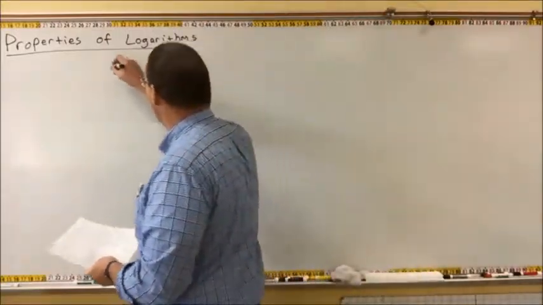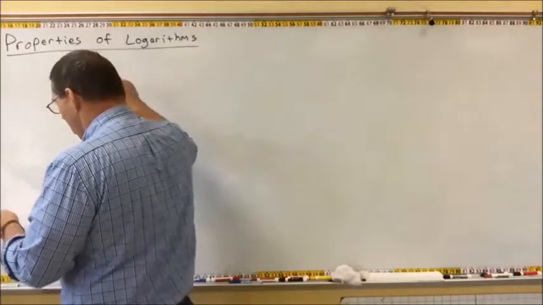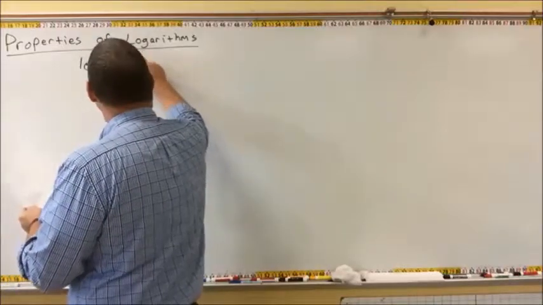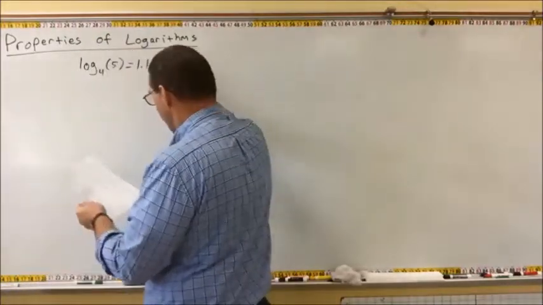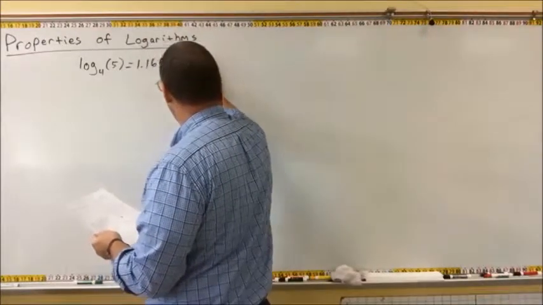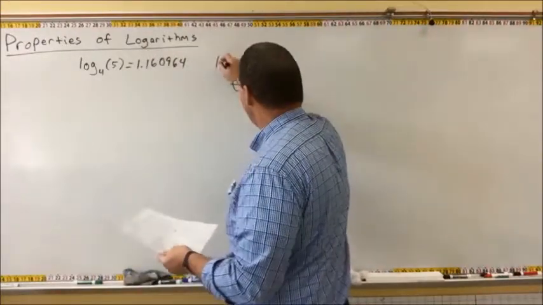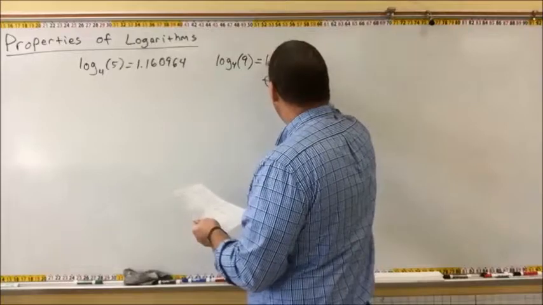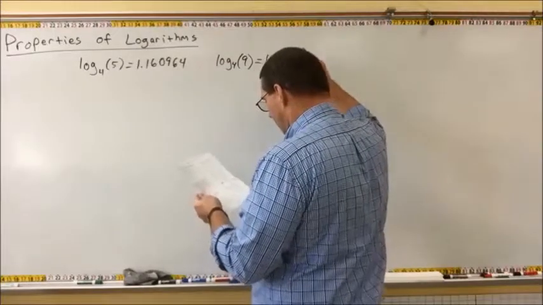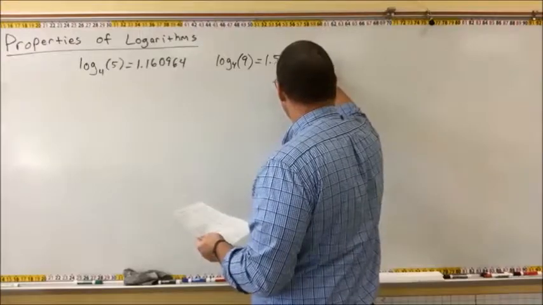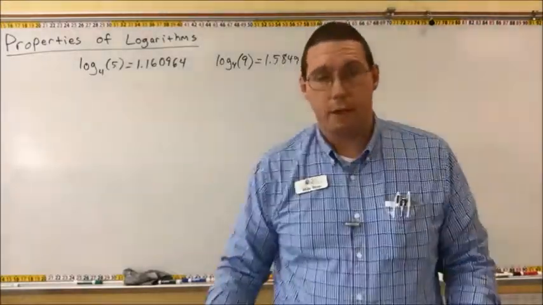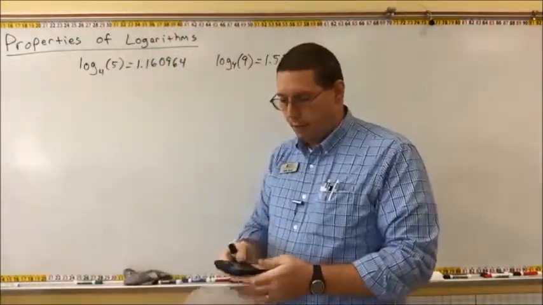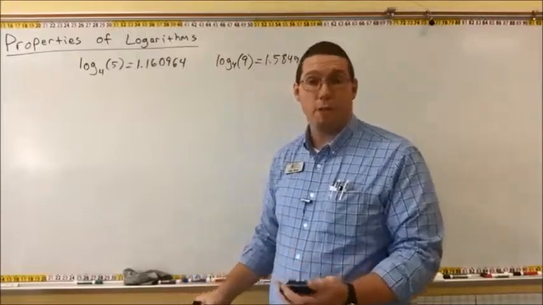Let's say that we know log base 4 of 5 is approximately equal to 1.160964. Let's say that we also know that log base 4 of 9 is equal to 1.584963. And let's say that we also have a calculator, but maybe it's not a scientific calculator. Maybe it's only a 4-function calculator. Now this is a scientific calculator, but I'm going to do this without using the log function.